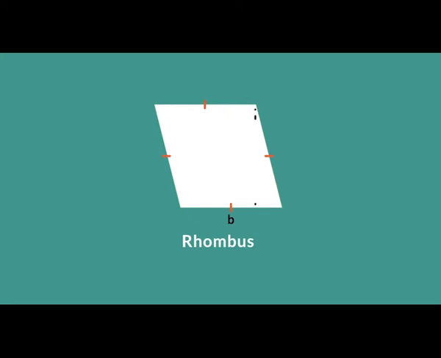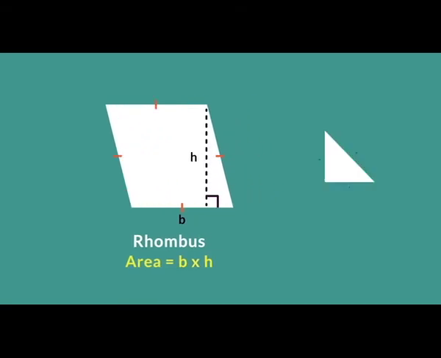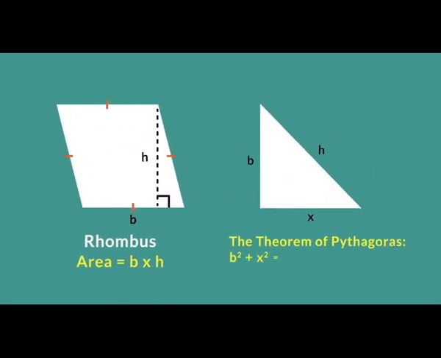However, this means that angles are not equal to 90 degrees, so we can't use the formula for the area of a square to find the area of a rhombus. Instead, we use the formula area equals b times h, where b is the length of any of the rhombus's 4 sides and h is the perpendicular height of the rhombus. If you are not given a perpendicular height, you'll need to find it using Pythagoras, as you would with triangles.